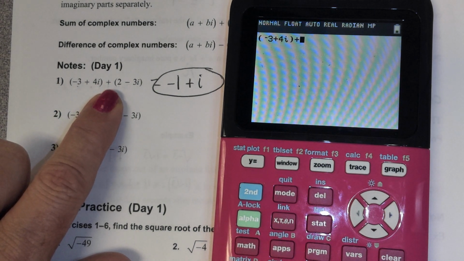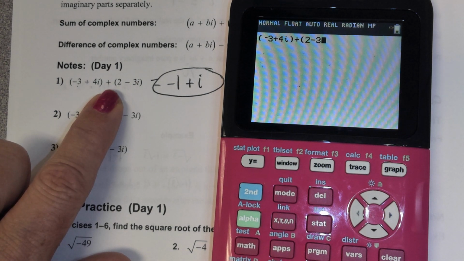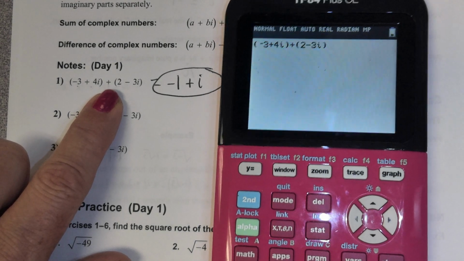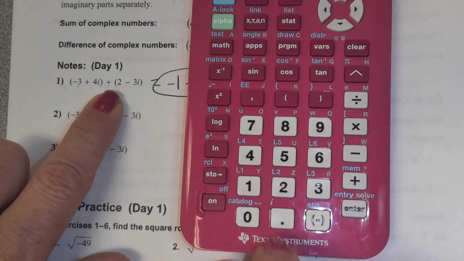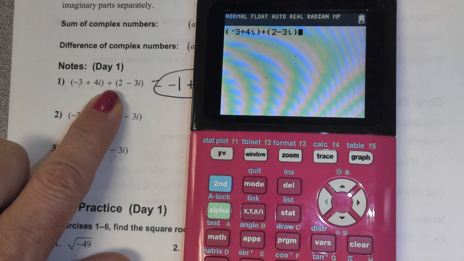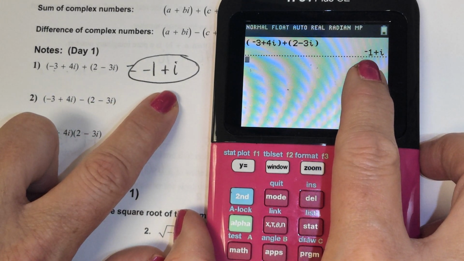Plus, you don't need to do this, just watch. Parentheses, 2 minus 3i. So I'm going to add those two. Again, the i button's right here above the decimal. And then I push enter, and it tells me the answer, negative 1 plus i. Pretty nice, huh?